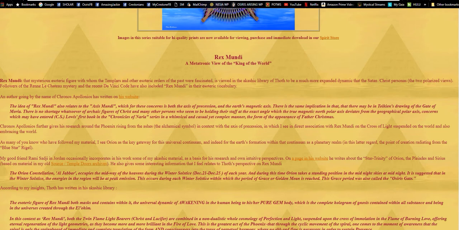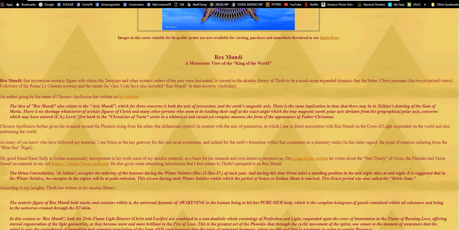Because Rex Mundi is seen as the devil, and he's also seen as a sort of Christic figure, depending upon who you ask. Followers of the Rennes-le-Château mystery and the recent Da Vinci Code have also included Rex Mundi in their esoteric vocabulary. An author going by the name of Kronos Apollonios has written on his website, quote, "The idea of Rex Mundi also relates to the axis mundi, which for these concerns is both the axis of precession and the Earth's magnetic axis. There is the same implication in that there may be in Tolkien's drawing of the Gate of Moria.